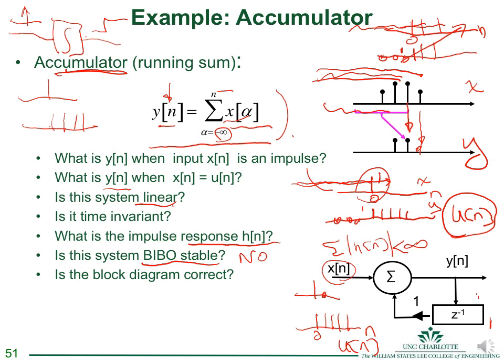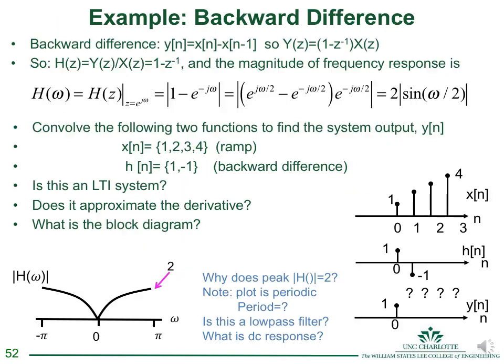Another important system is the backward difference. The backward difference is defined by this difference equation. The output is x of n minus x of n minus 1. I think it's easiest to see this as a word problem. The output is today's stock price minus yesterday's stock price. So it's a difference in values, and measures change.